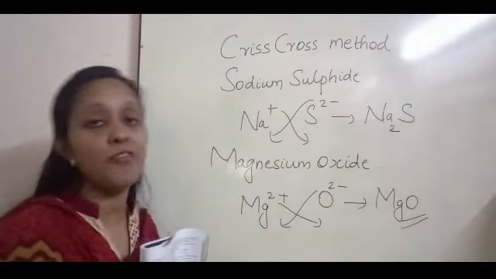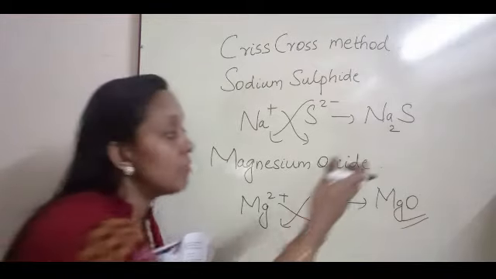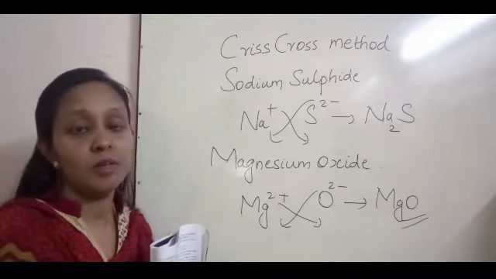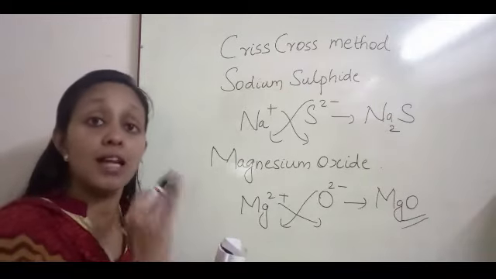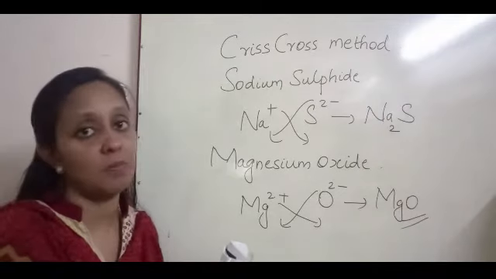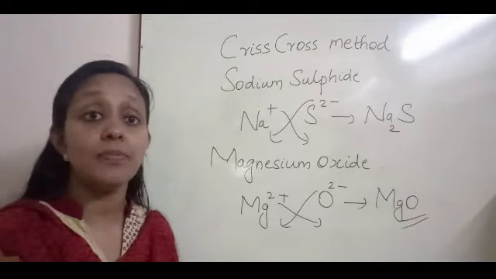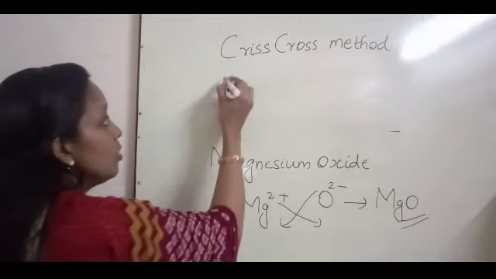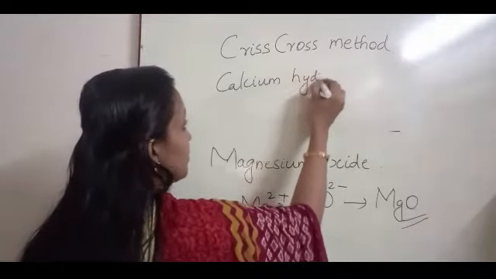While you write the formula of a compound, there won't be any number written at the top of the symbols. Be very careful. After the exchange of valency, you won't find any number written at the top of the symbols. Numbers will be seen only as subscripts at the bottom. Now moving on to the next one, calcium hydroxide. How to write the formula of calcium hydroxide?